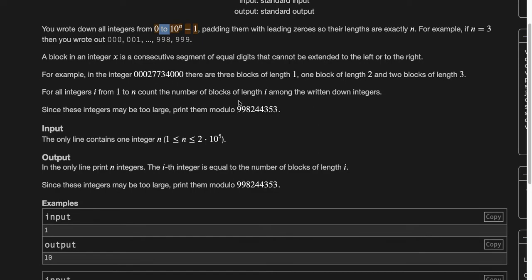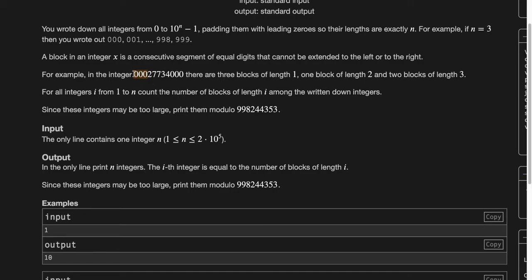Then for every i, count the number of blocks of length i among all these written integers. And what do we mean by a block of length i? A block of length i is the maximum contiguous subarray of the same element that can be formed.